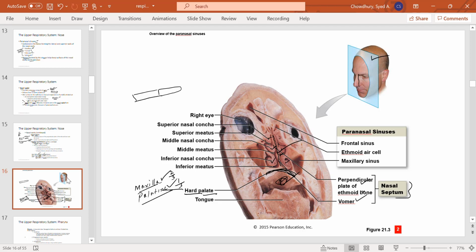Hard palate has two bones. If I divide it into three parts, the anterior 2/3 is formed by the maxilla, and the posterior 1/3 bony part is formed by the palatine bone, and this is the soft palate. It is a skeletal muscle structure covered by thick mucosa. So skeletal muscle covered by thick mucosa. That's the soft palate.